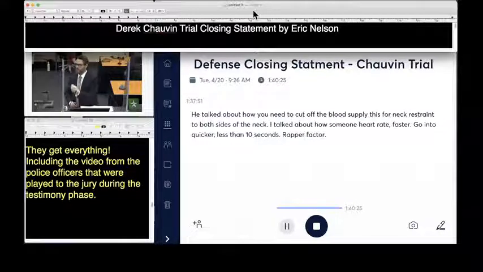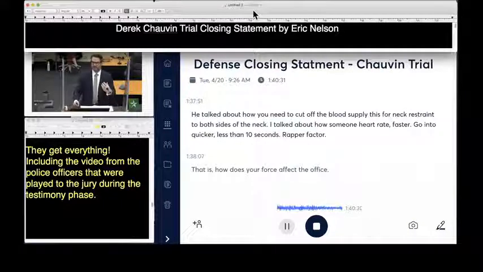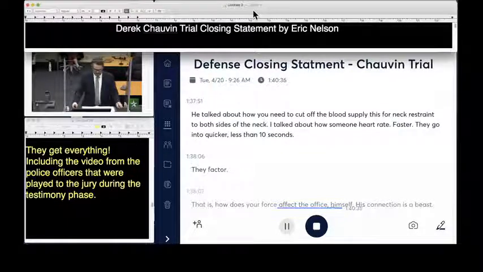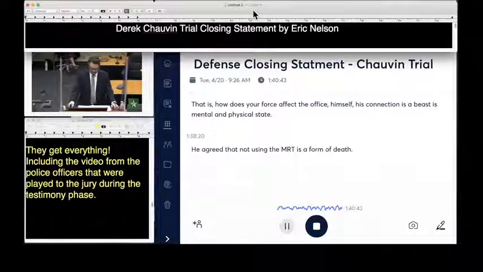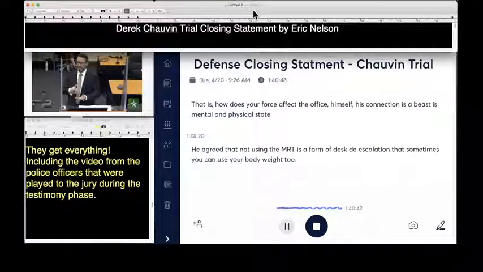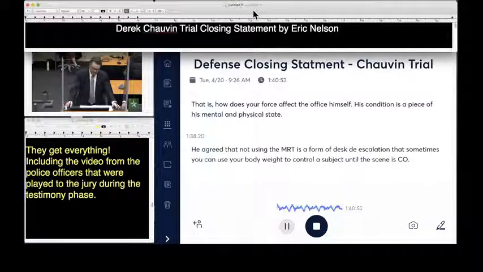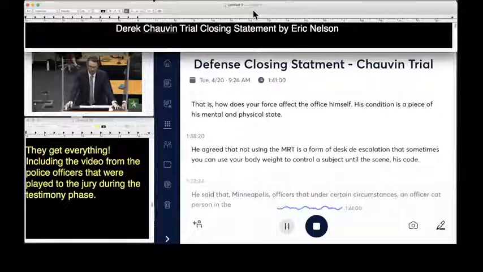That is, how does the use of force affect the officer himself, his cognition, his abilities, his mental and physical state. He agreed that not using the MRT is a form of de-escalation. He described that sometimes you have to use your body weight to control a subject until the scene is code 4. He said that Minneapolis will train officers that under certain circumstances, an officer can hold a person in the prone position until the scene is safe.